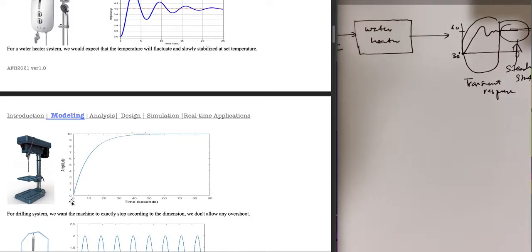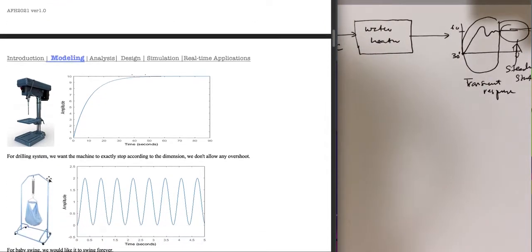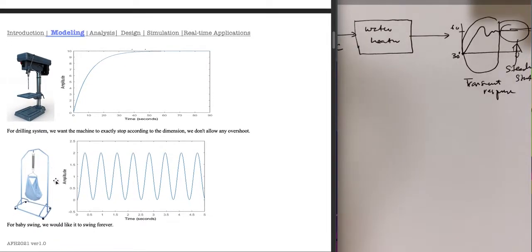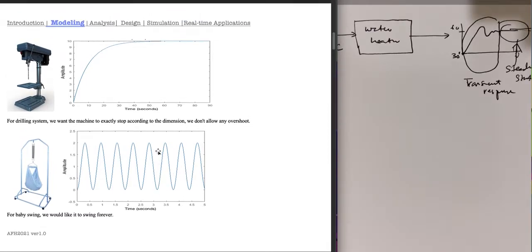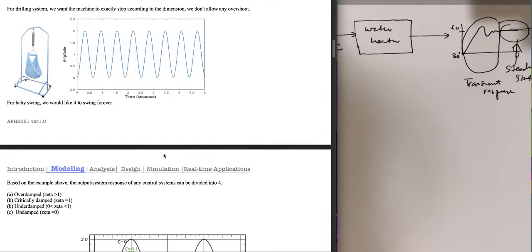Let's say the maximum we want to set is 10. So this drill bit will drill a hole until 10 without any overshoot. That's the response, the distance of the drill bit. For baby swings, for example, we would like it to swing forever, so the response will be similar like this.